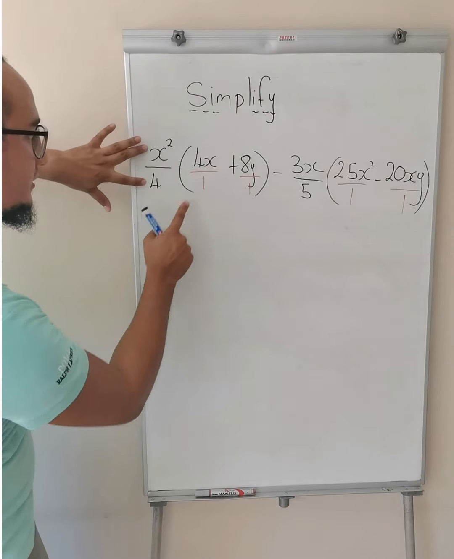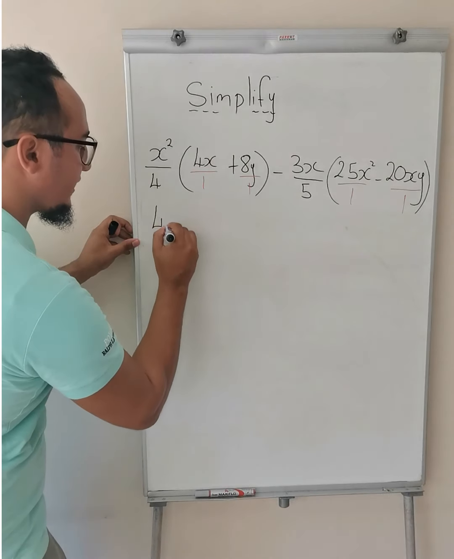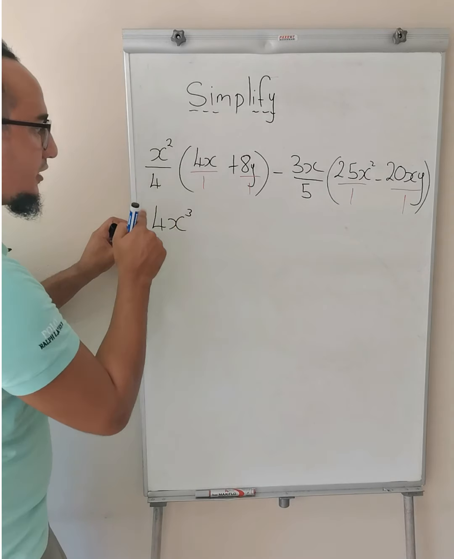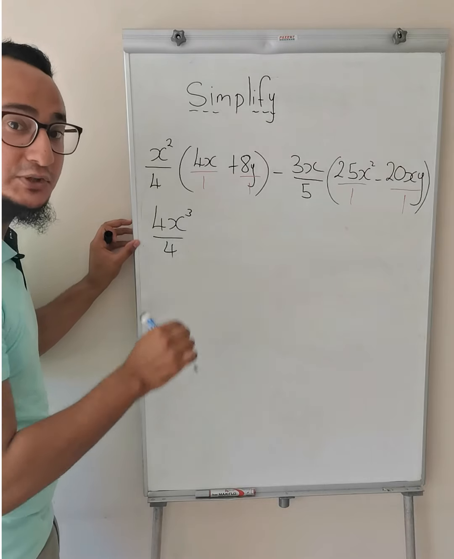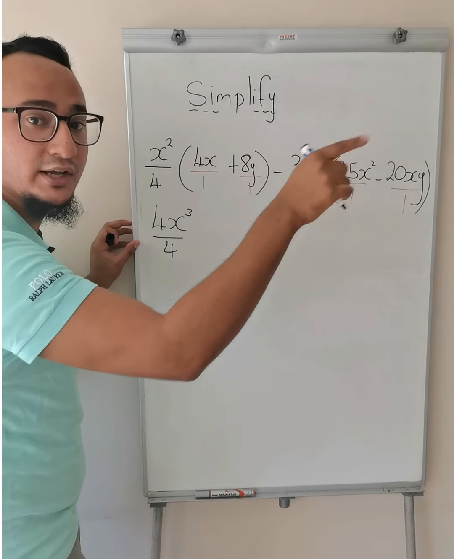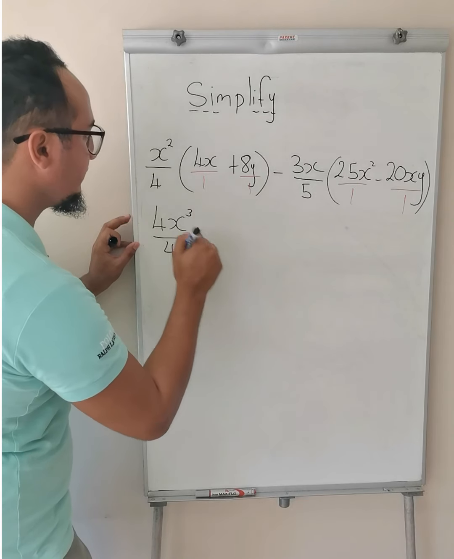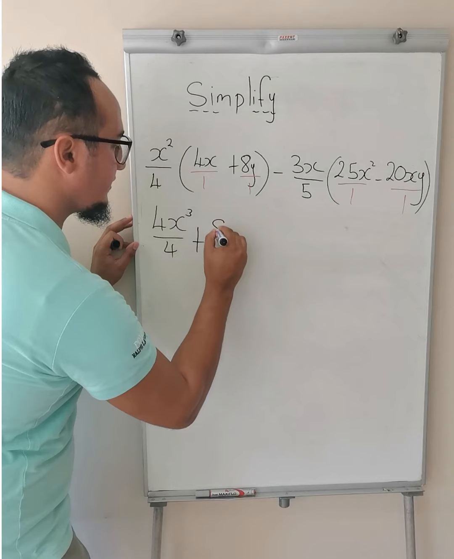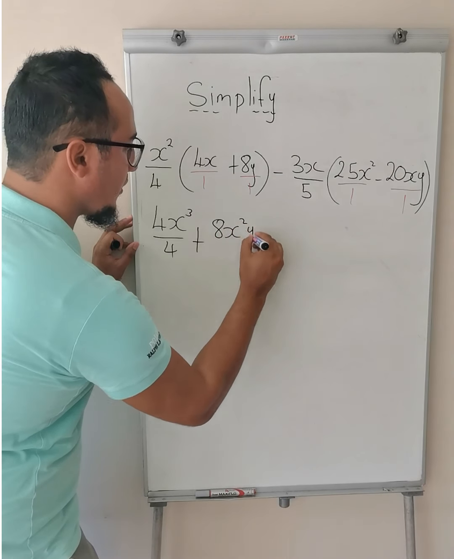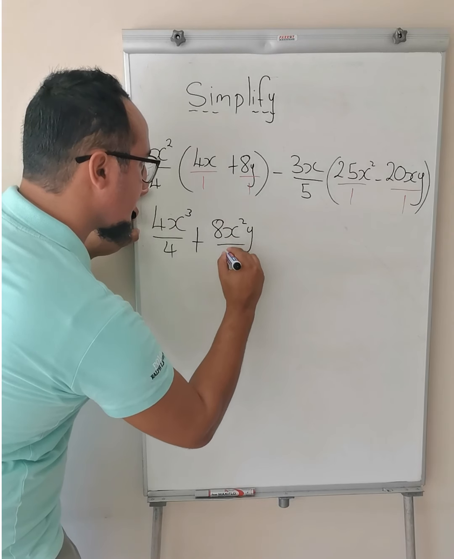So this times this over here. Numerator times numerator is 4x to the power of 3. 4 times 1 is 4. Got that? So now we do the same thing over and over. So positive times a positive is a positive. x squared times 8y is 8x squared y. And the denominators, 4 times 1 is 4.